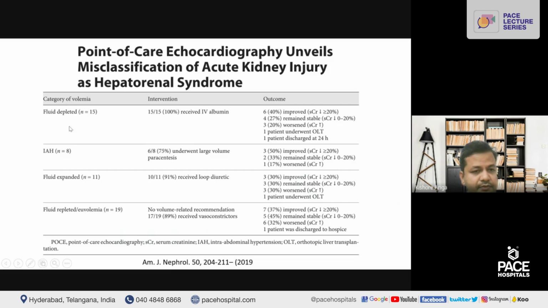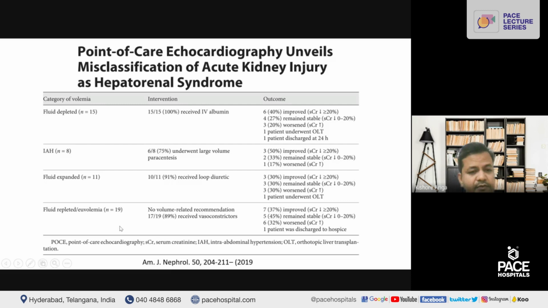If they found it was fluid depleted, they gave IV albumin. What they found is that within 2 to 3 days, 40% showed improvement in creatinine and 27% were stable. If they found there was intra-abdominal hypertension, they did large volume paracentesis, where 50% showed improvement in creatinine. And if they were fluid expanded, 91% received diuretics. There, 30% showed decrease in creatinine and 30% remained stable.